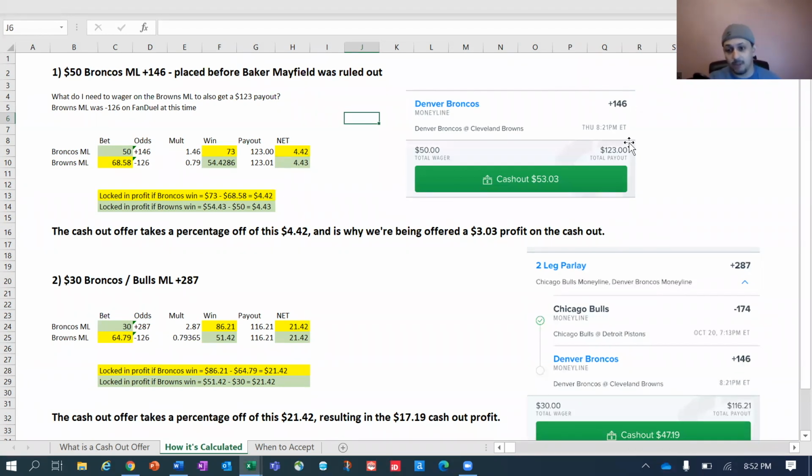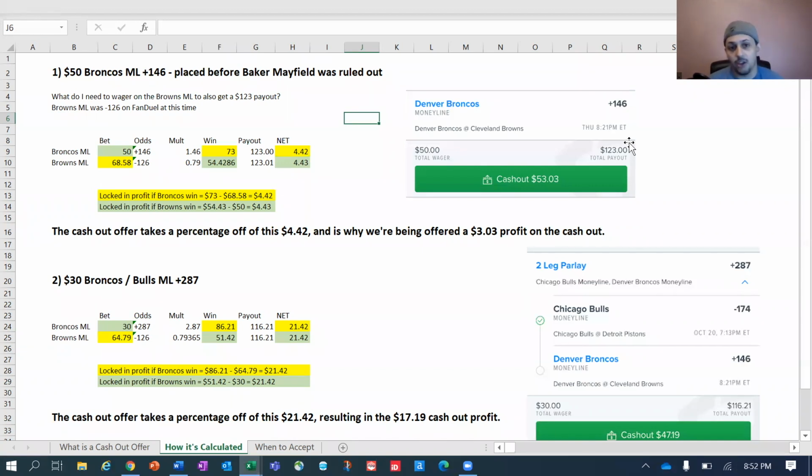So you're seeing I'm being offered a $53.03 cash out for that $50 bet. So that would be a $3.03 profit. Basically, given where the line was at right then, especially for that dollar amount, if I wanted to close out that position and I didn't need the funds immediately, I could, based on this math right here, cash out or I could hedge out for a locked in $4.42 or 43 cent win.